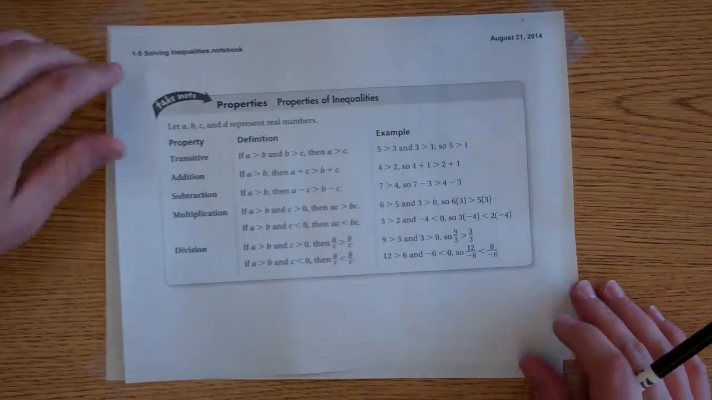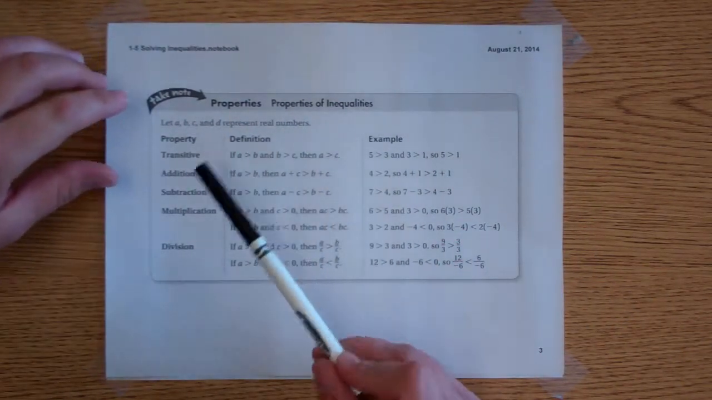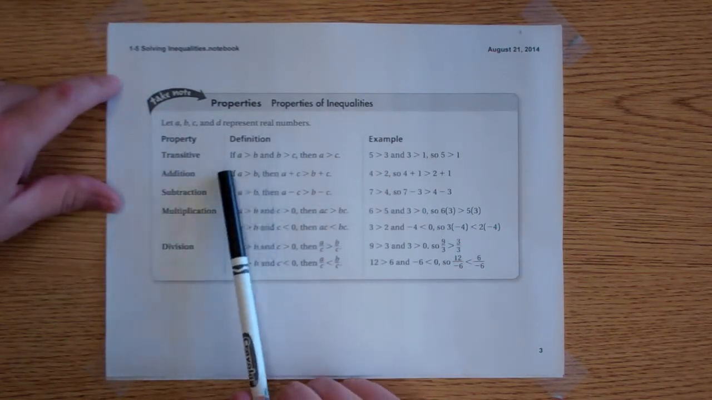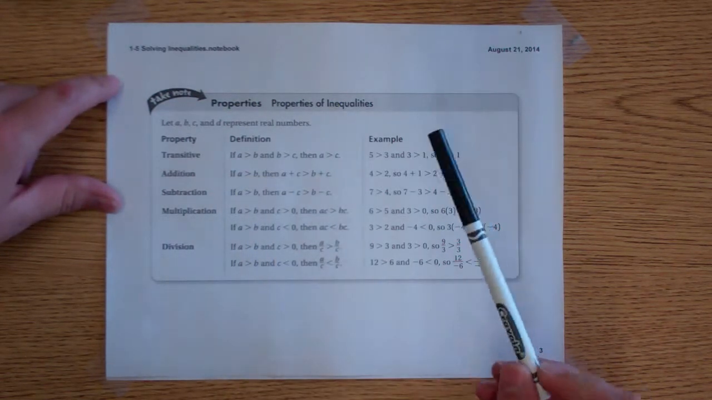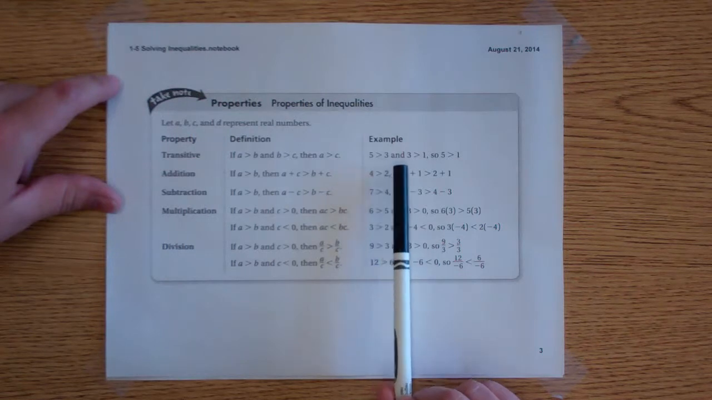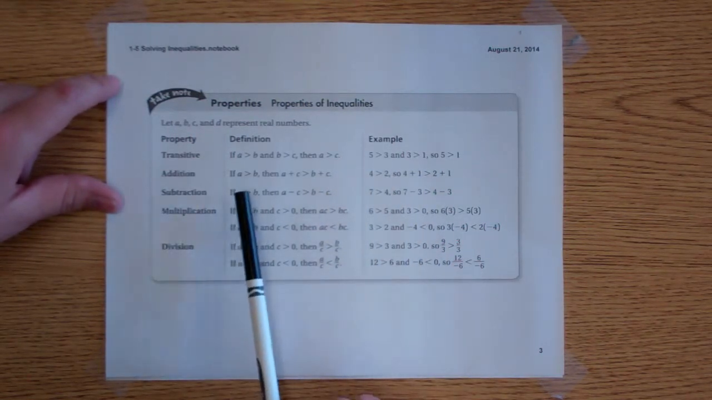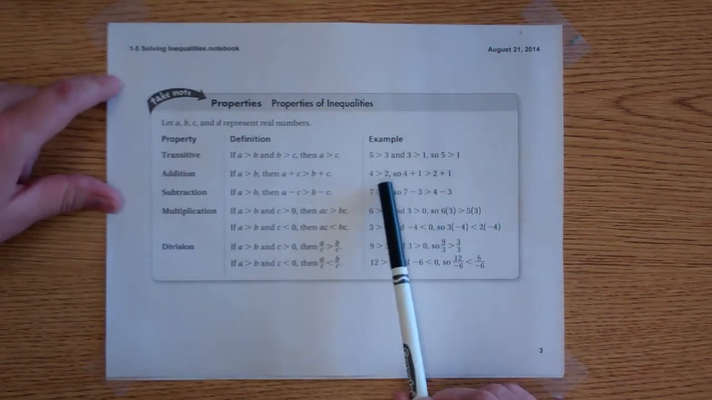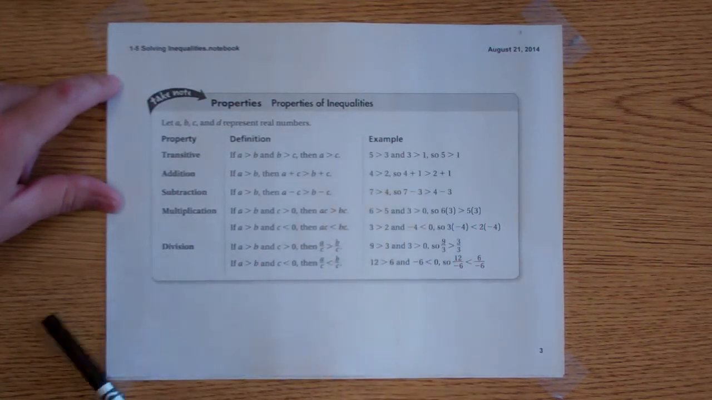Transitive property. Properties of inequalities have the same properties like equations do. So they have transitive: if A is greater than B and B is greater than C, then A is greater than C. Quick example, 5 is greater than 3, 3 is greater than 1, so 5 is greater than 1. Addition property: if A is greater than B, then A plus C is greater than B plus C. So if 4 is greater than 2, 4 plus 1 is greater than 2 plus 1.